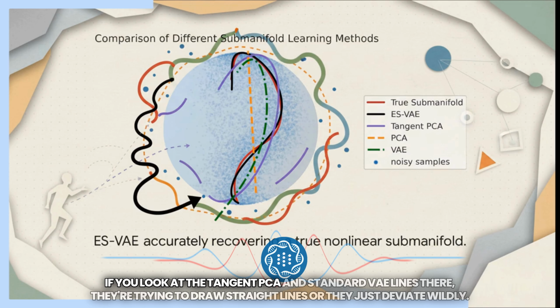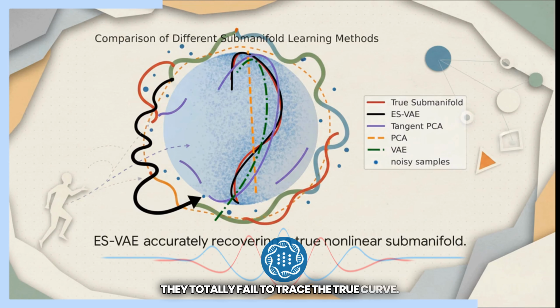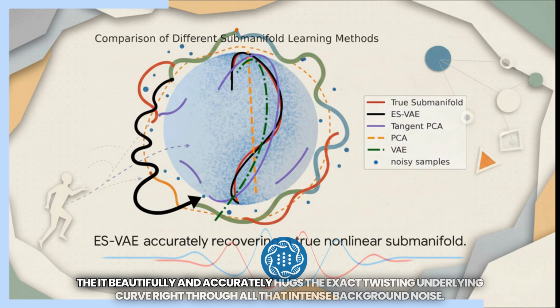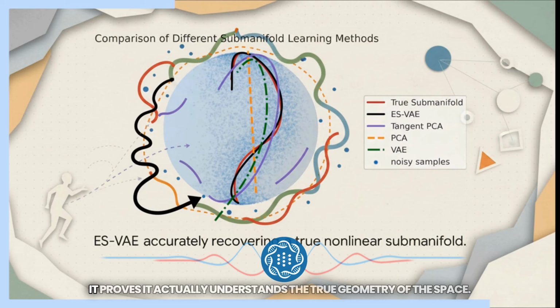If you look at the tangent PCA and standard VAE lines there, they're trying to draw straight lines or they just deviate wildly. They totally fail to trace the true curve. But look at that solid black line. That's the ES-VAE. It beautifully and accurately hugs the exact twisting underlying curve right through all that intense background noise. It proves it actually understands the true geometry of the space.